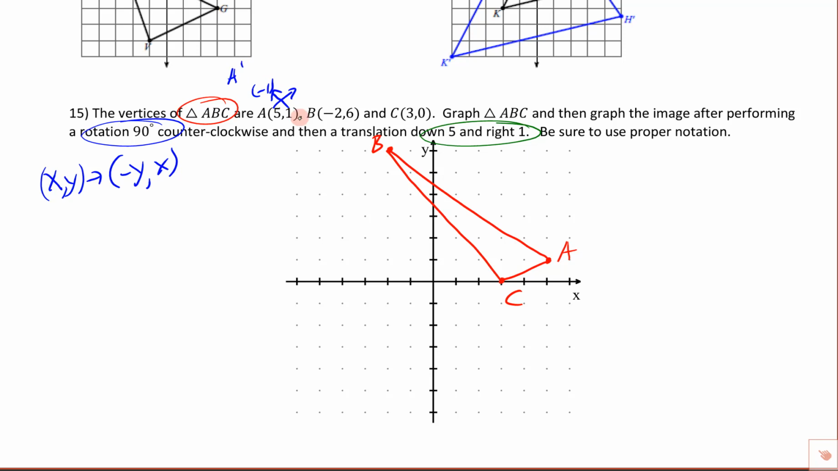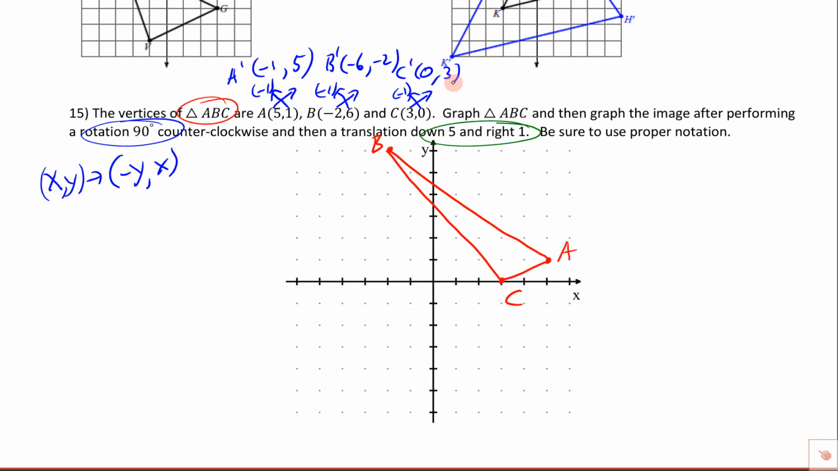So this is going to be A prime. This is going to be -1. And this is going to be 5. We're going to switch, and we're going to multiply by a negative here. So B prime is going to be -6, -2. And the last one, again, we multiply by a negative here, and we switch right here. So let me make that look just a tad better. And so C prime is going to be, let's see, this is still going to be 0. And that is going to be 3.